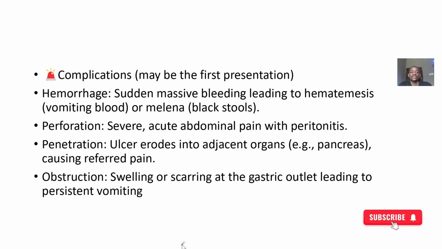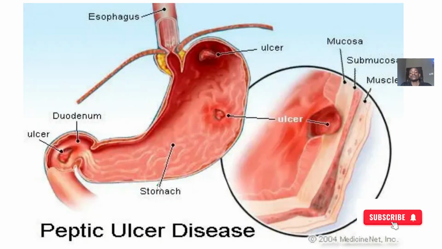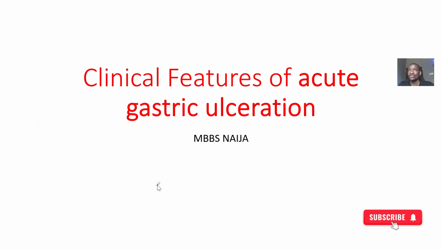Okay, so complications: it could lead to bleeding, it could lead to hematemesis, it could lead to melena, that's black stools. All right. So it could also lead to abdominal perforations, it could lead to penetrations. So ulcers could actually erode into adjacent organs. For obstructions, it could lead to swelling or scarring at the gastric outlet, leading to persistent vomiting. All right, so those are all the signs and symptoms you see the patient having with gastric ulcerations.